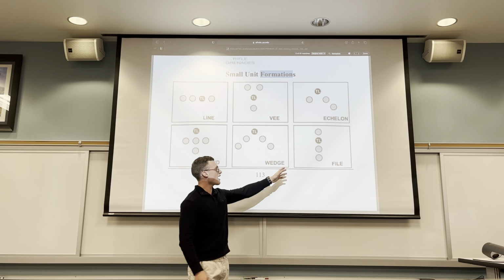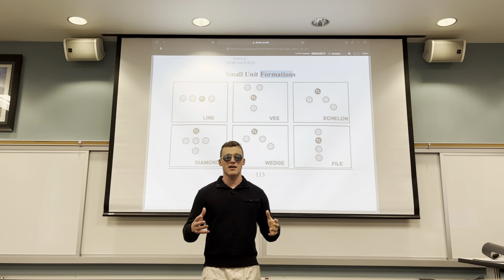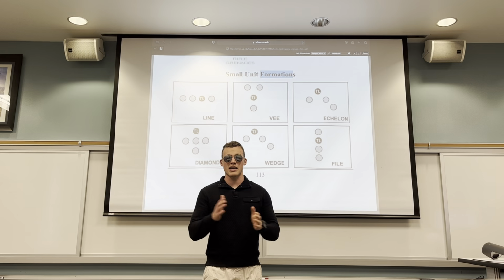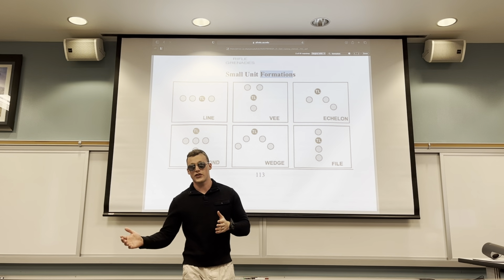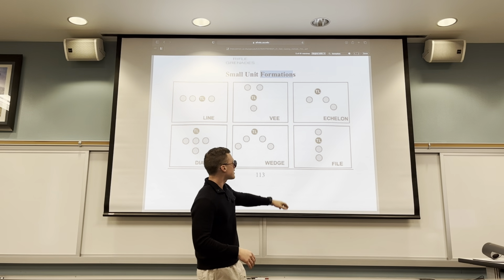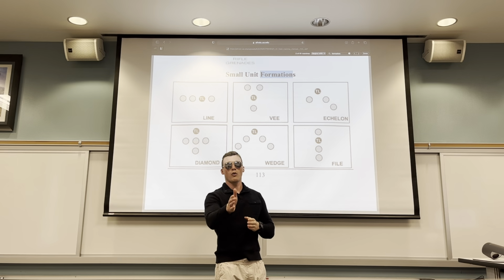And lastly, we have the file formation. File formation is fantastic to keep your troops safe and minimize casualties when ambushed on a roadway. File formation is mainly used in roadways or thick brush, where your fire team leader will be found somewhere near the point man, and you're going to move forward from there.